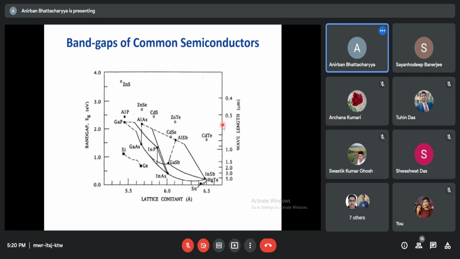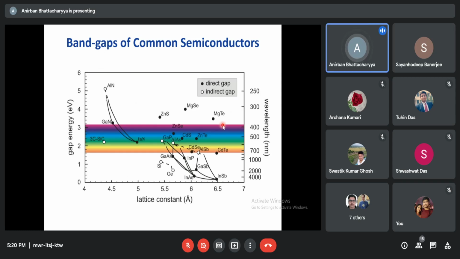Anybody? Sir, it's around 380 to 700. Okay, so here you go. It's easier; I will put it right here. Can you see it now? Yes, sir. Okay.